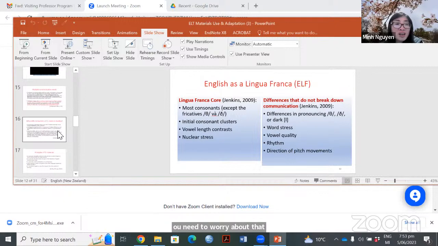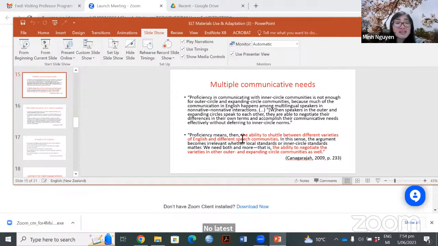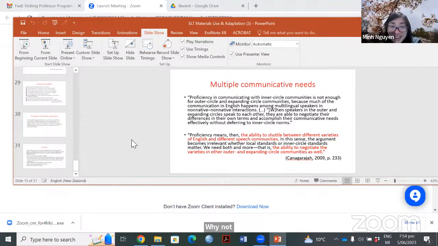And if we think about proficiency, proficiency means the ability to shuttle between different varieties of English, rather than the ability to comprehend native speakers' English or to speak English in a way that is only understandable to native speakers of English. So if we think about all this, then the answer to your question is yes, why not? We should do that actually.